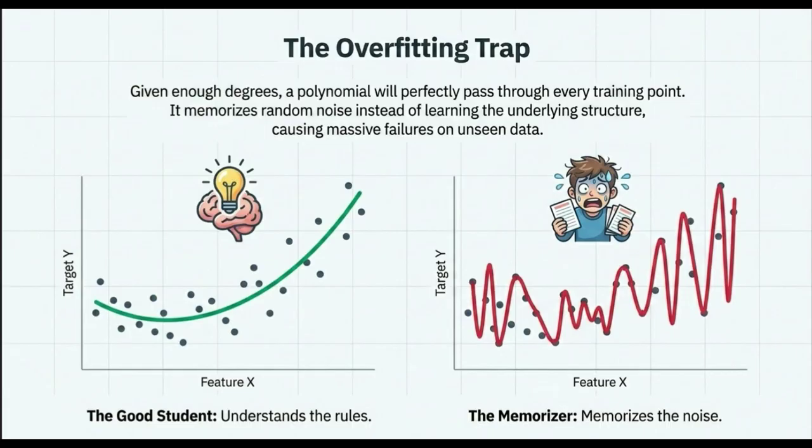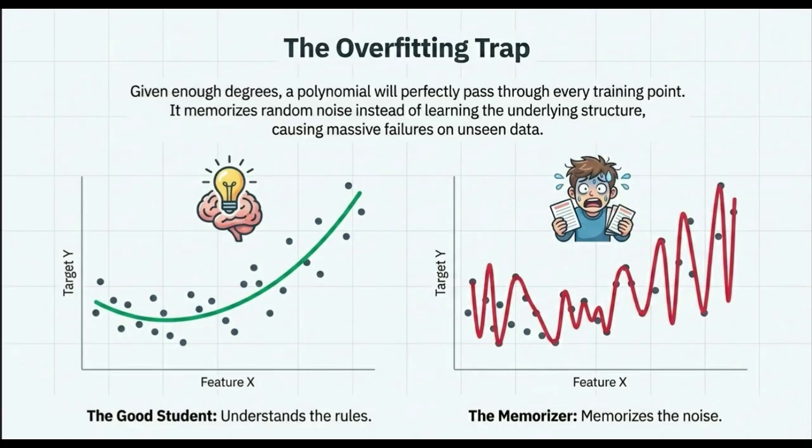But wouldn't passing through every single point mean the model is perfectly accurate? It is a complete illusion of accuracy. This is what we call overfitting. Think of it like this. The model is memorizing the random background noise, the anomalies, and the minor fluctuations in your data, rather than actually learning the broad underlying trend.